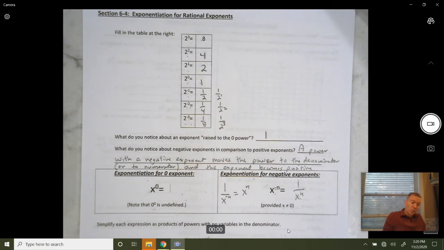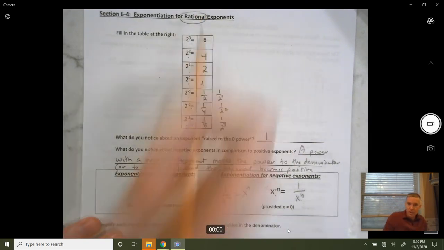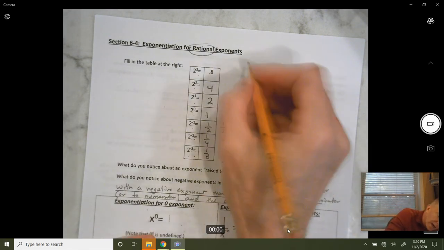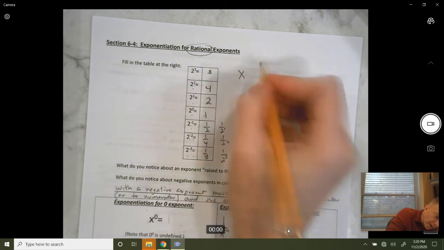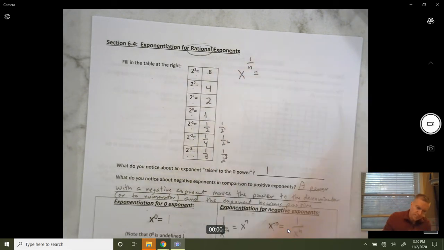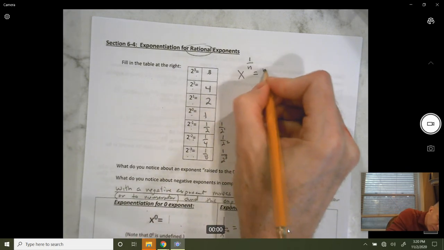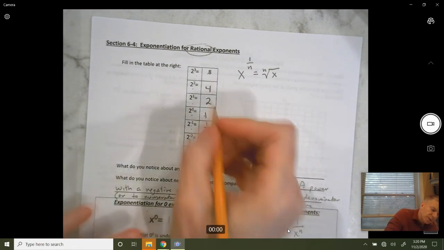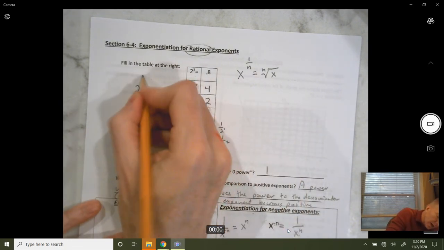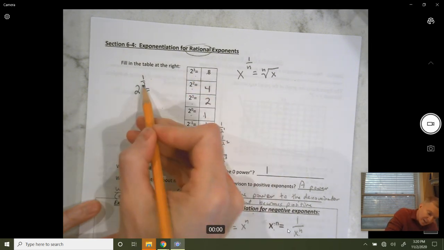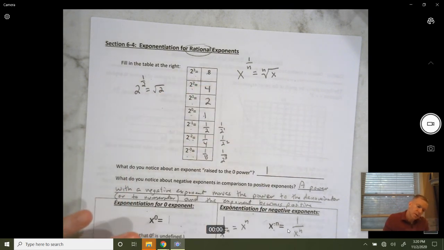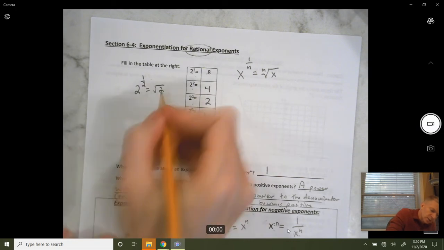Now, the key for a rational exponent, remember what a rational exponent is: a number that can be written as a ratio of integers. So when you have an exponent that's a fraction, something like x to the 1 over n is equal to the nth root of x. Let's think about what that means. That would mean 2 raised to the 1/2 would equal the square root of 2.